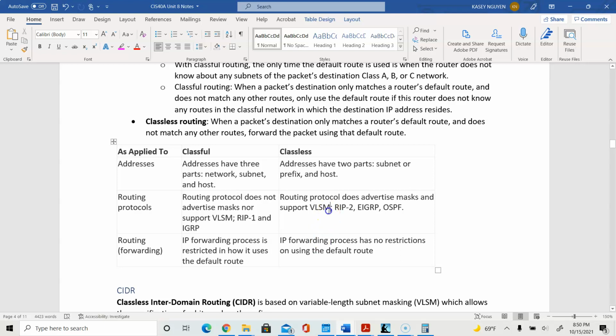In the classless type of protocol, you would see RIP2, EIGRP, and OSPF. Whereas the classful uses RIP version 1 and IGRP. Whereas the classless uses enhanced IGRP, and later on in the notes it will talk about the routing protocols.